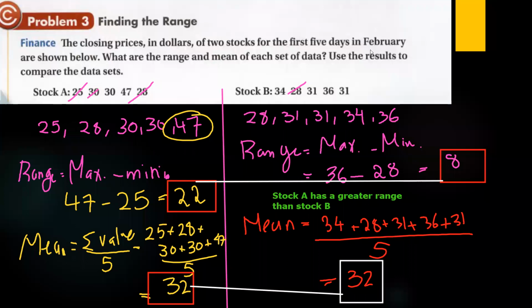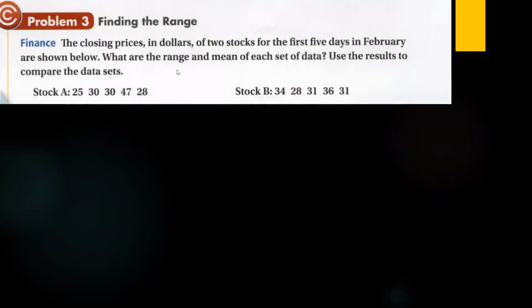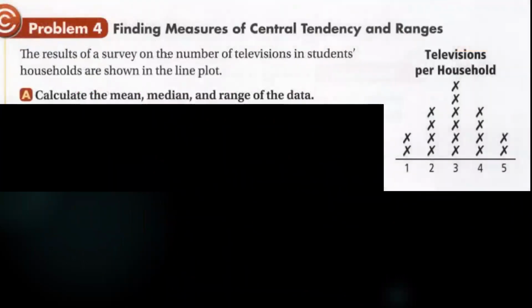Now let's have an example here. We have to find all of the measures of central tendency and the range for this data. The result of a survey for the number of televisions in students' households is shown in the line plot. This one here we call a line plot. What is the meaning of a line plot?